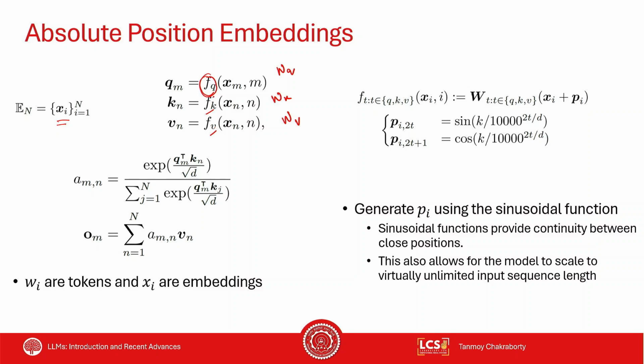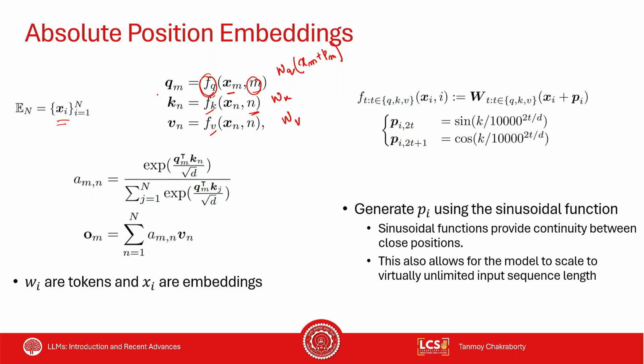Now these are functions of the word embedding and the position m. In a normal transformer, what we do is basically x_m plus p_m, where p_m is the position information, and here x_n plus p_n, and so on and so forth. But again, let's make it generic. Assume that there's a function applied to x_m and m, meaning the word embedding and the position. Now whether this is an absolute position embedding or what, doesn't matter.